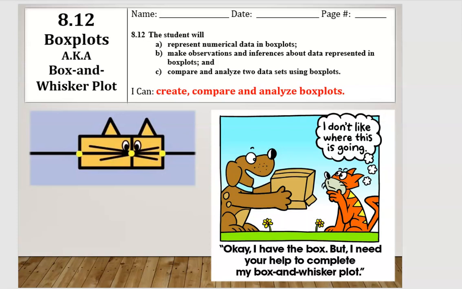Now you may also hear of it as a box and whisker plot. And basically what we're doing is we're going to create them, compare them, and analyze them. So here's a cute little visual of what a box and whisker plot looks like. The body right here is the body of the cat, and then it has two little whiskers that shoot off of it.